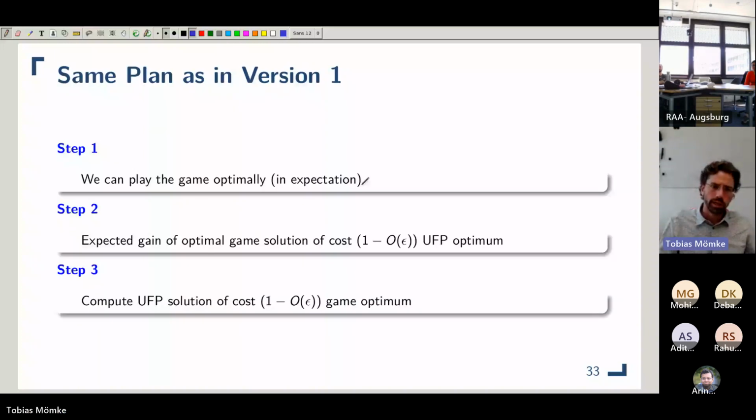So now the 3 steps that I was talking about from version 1 completely go through. We can still play the game optimally, and we get a game solution within 1 minus O of epsilon of the optimum. And now in the more complicated game, we also get the 1 minus epsilon approximation that we wanted to have.